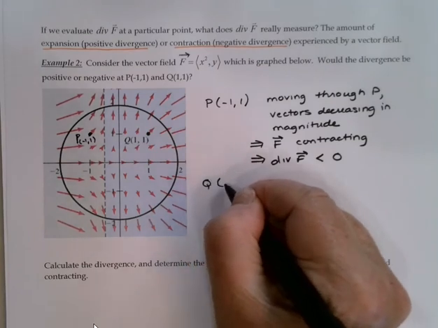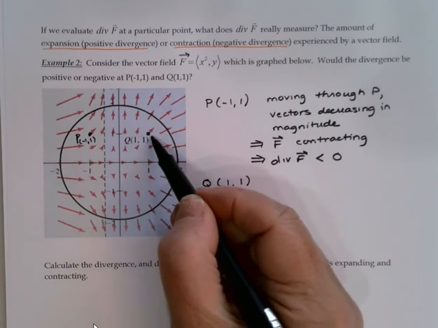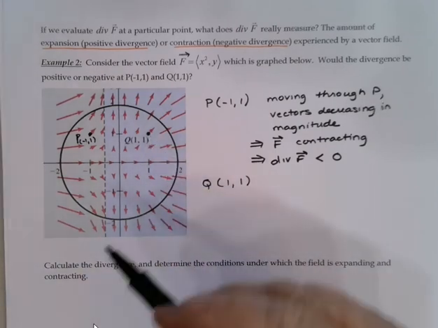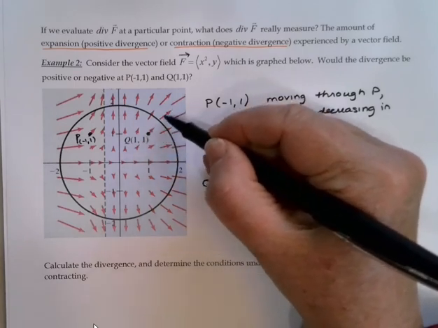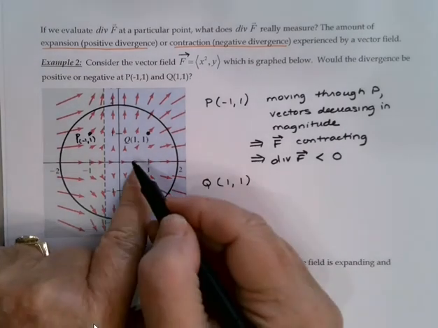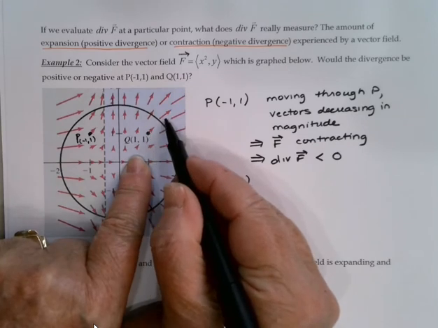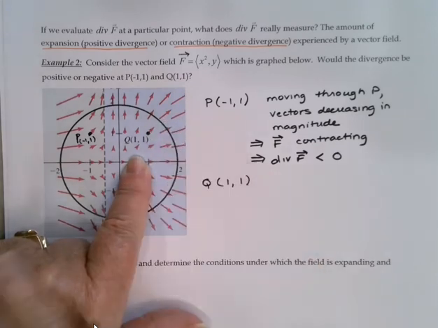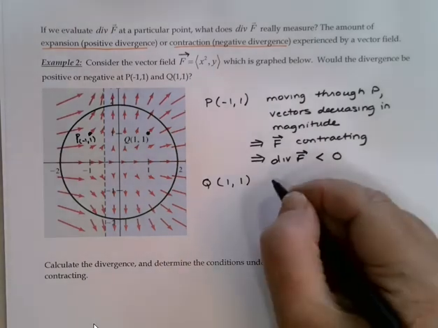All right, what about Q, the point 1, 1? Again, imagine moving through this point Q, following the vector field. So from the left, you come through Q, and you're going to keep on going out this way. We have a very small vector over here, growing to a little bit larger vector there, and an even longer vector out here. So here I'm going to say the vector field is expanding. The magnitudes of the vectors are getting larger as we move through Q.